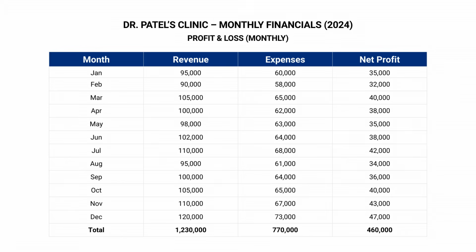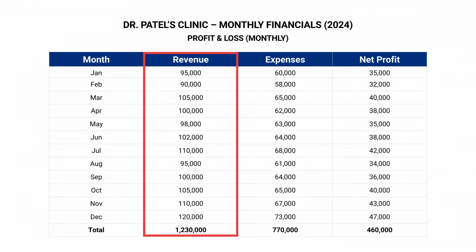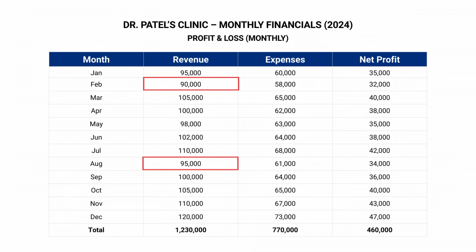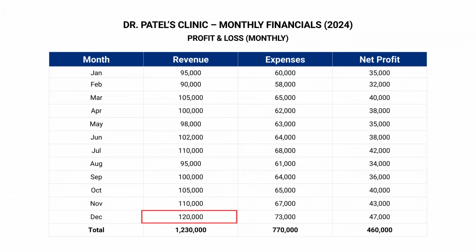So we look at our financials on a monthly basis, and in front of you is Dr. Patel's monthly financial statements. Now, looking at his monthly financial statements, you can see that Dr. Patel's revenue is steady, averaging around $100,000 per month, which is awesome. And February and August are slightly weaker months because patients are away on vacations, on holidays. And December is the strongest month, with revenue peaking at about $120,000.